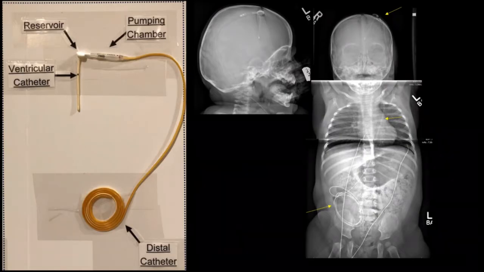So this is a modern VP shunt on the left and a shunt series X-ray of the shunt on the right. The first CSF space to peritoneal shunt was described in 1898 and was a silver wire that tunneled from the lumbar cistern ventrally into the peritoneal space. Of the two cases described, one patient died soon after, and the other patient did well for about 3 months and then died.